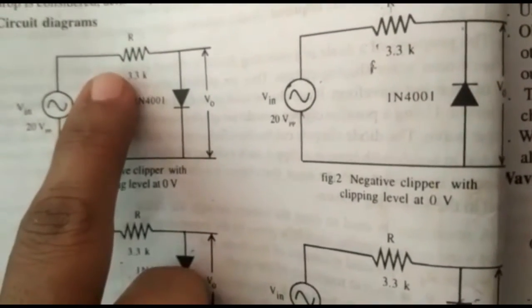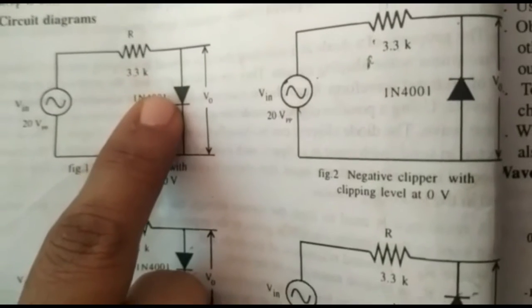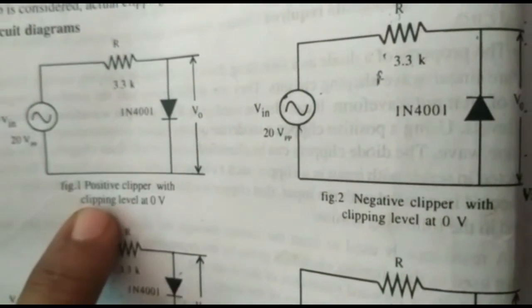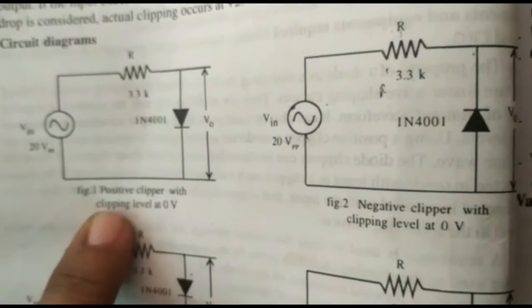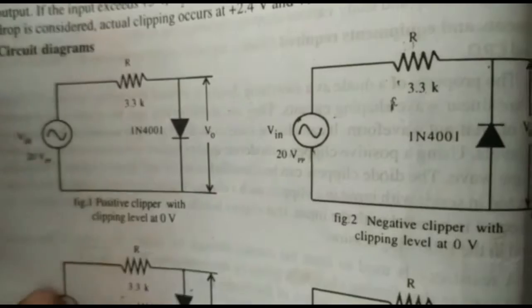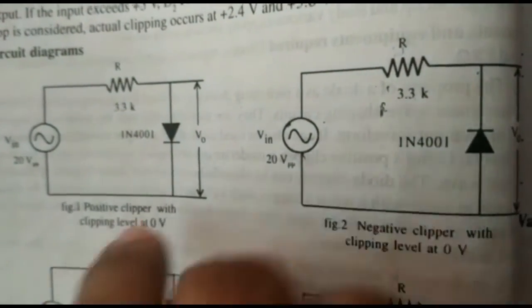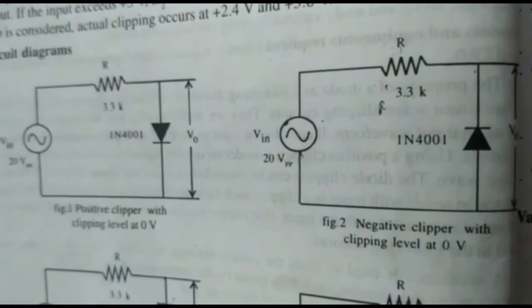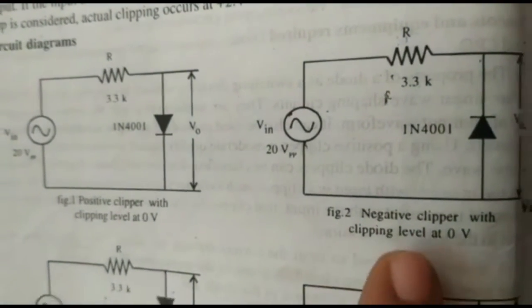Here a 3.3K resistor is connected in series with the diode. This circuit passes only the negative half wave of the input to the output. All the positive half cycles are bypassed through the diode. A sine wave of 20 volt peak to peak amplitude is given as the input and the output is taken across the diode.